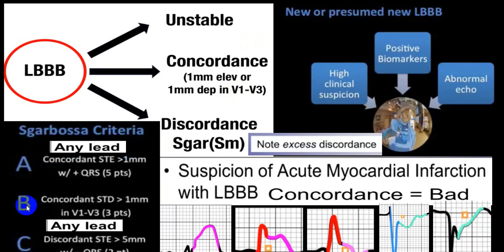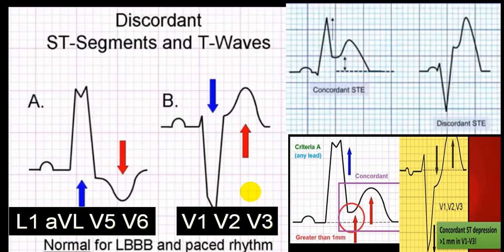As far as A and B criteria are concerned, they apply in any leads. But discordant criteria is usually characteristic in V1, V2, so you look at that particular. So whenever you get concordant STT changes, whether elevation or depression, those are the bad signs in the presence of LBBB. So always look for concordant changes: ST elevation in V5, V6 and ST depression in V1, V2, V3. Those criteria are shown here.